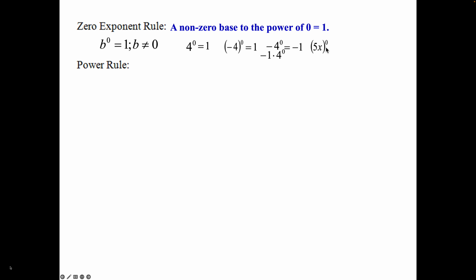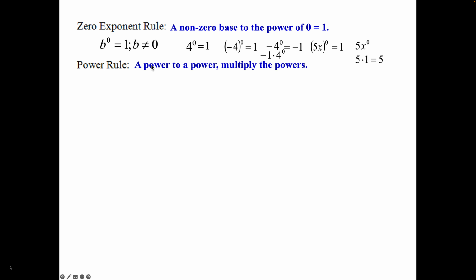Again, 5x in parentheses to the power of 0. The whole thing is a 1. 5x to the 0, no parentheses. Now this is 5 times x to the 0. 5 is not part of the base with the exponent of 0. So x to the 0, that part's the 1, times the 5 is 5. You got to watch these. It will fool you if you go too fast.